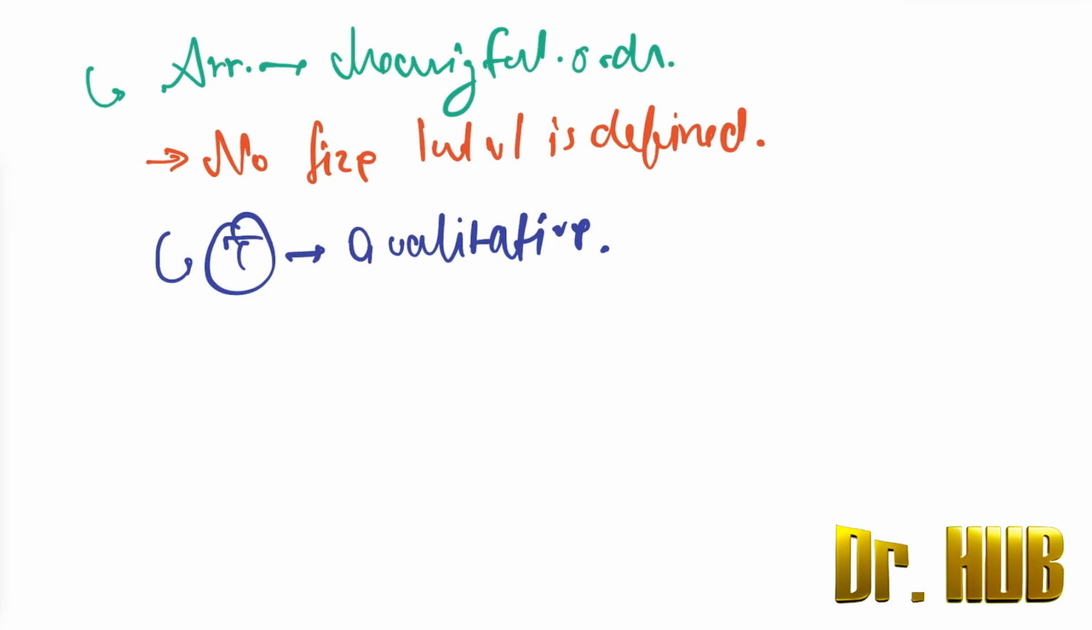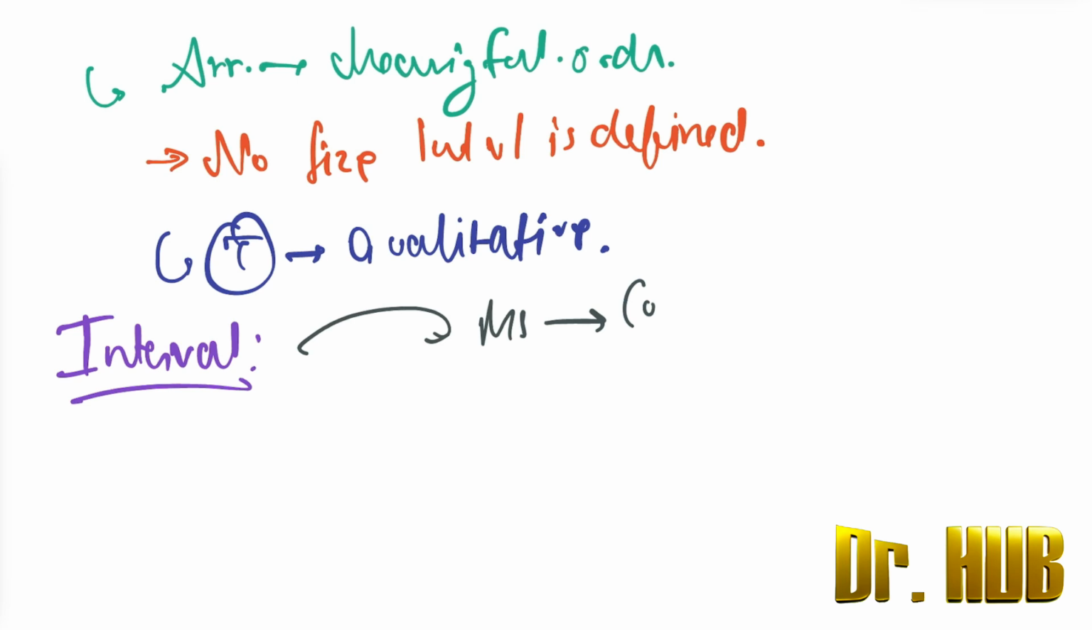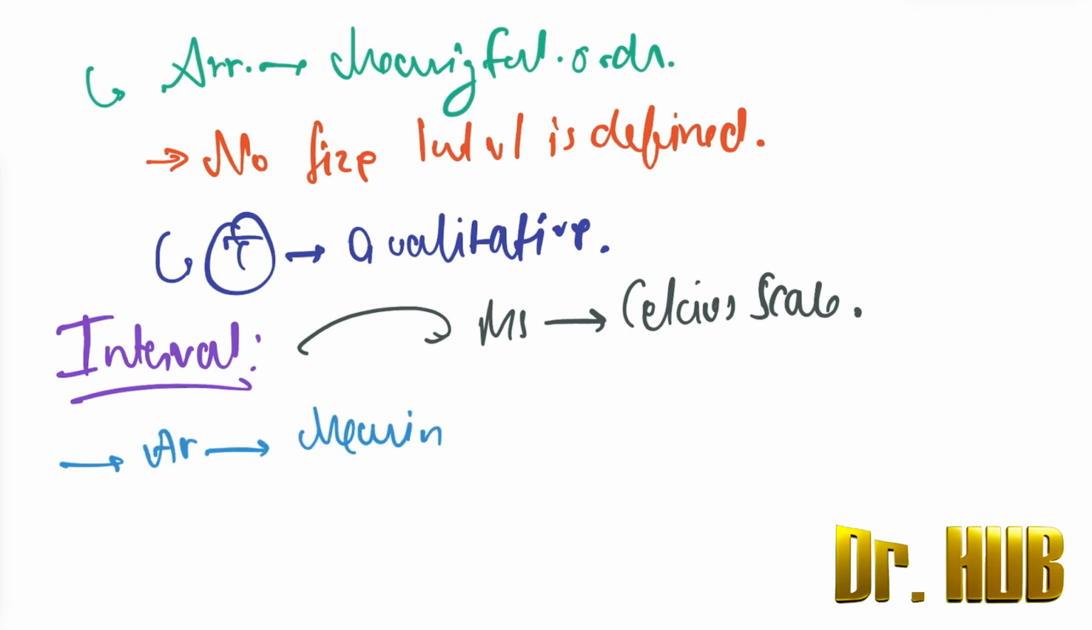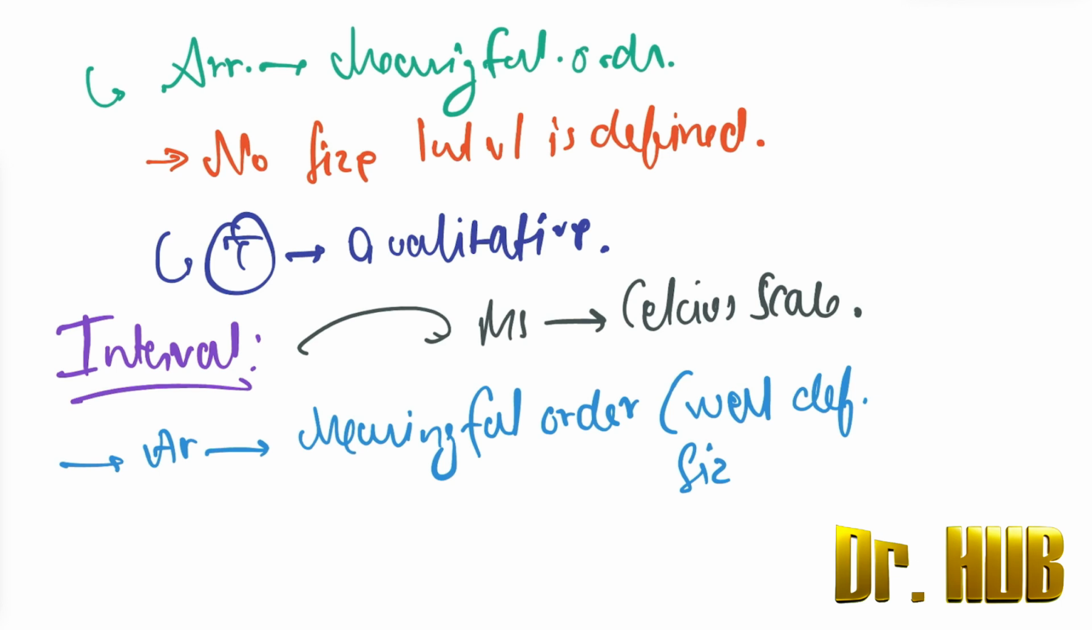Next, let's look at the interval scale. An example is a measurement on the Celsius scale. The important points are that the values are arranged in a meaningful order, with a well-defined size interval.